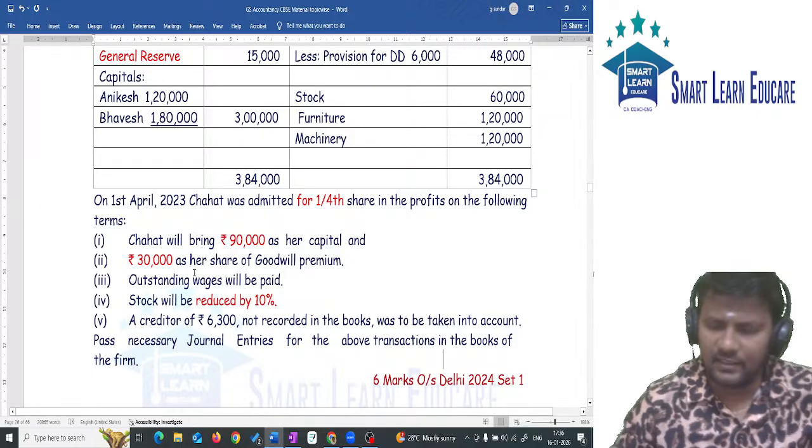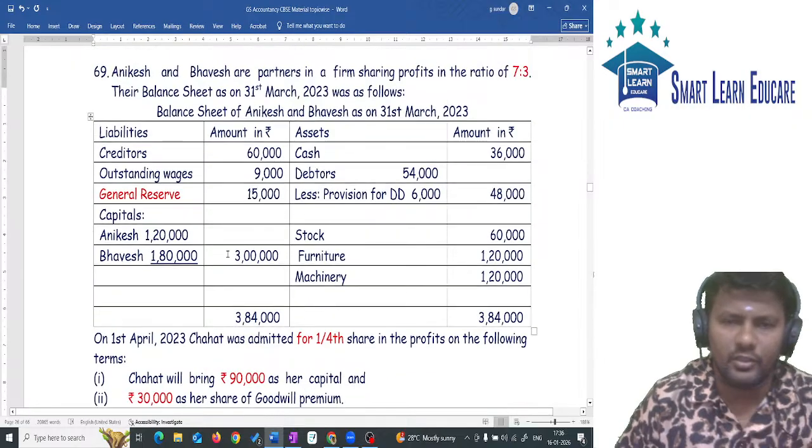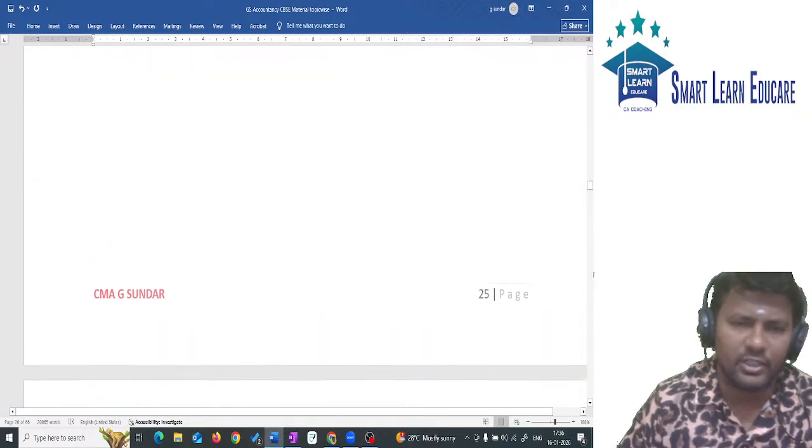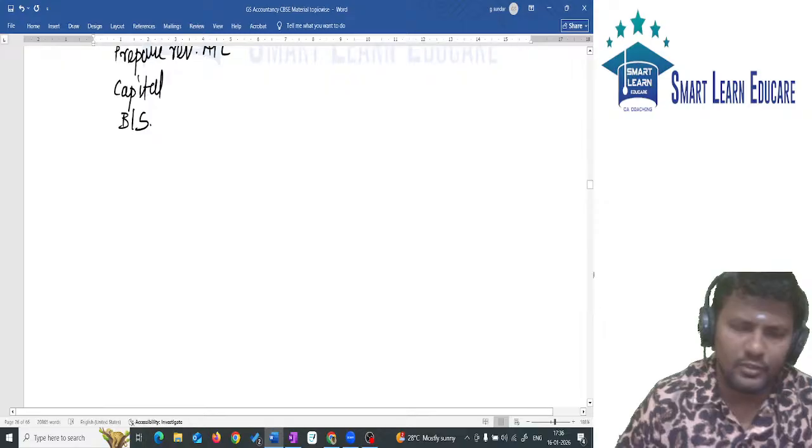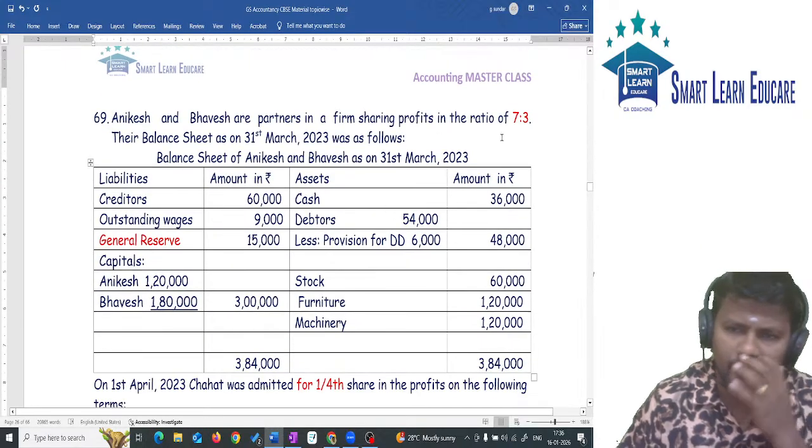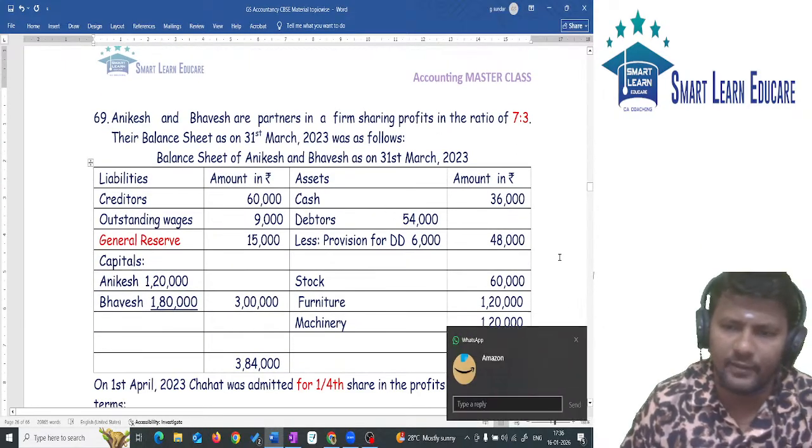Sorry, let's start this question. So in this question, first step it is calculation of ratio. If you see in this question, what is the ratio given? 7:3 is the ratio given.